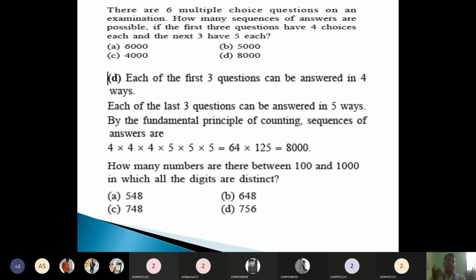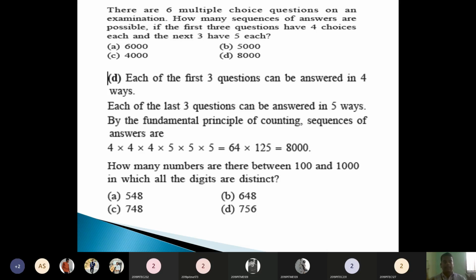Count number 1. Next, the first five A, last only B. So this is another answer sequence. So count number 2. Next, first 5 questions answer A, last one as a C. That is another sequence. Like that, how many different answer sequences can we make?